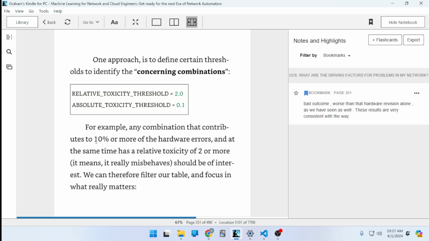All right, so now we have a threshold. If the absolute toxicity is more than 10%, then it's beyond the threshold. For relative toxicity, it has to be more than 200%. I don't know if that's a percent, but it has to be much higher. For example, any combination that contributes to 10% or more of the hardware errors and at the same time has a relative toxicity of 2 or more, it means it really misbehaves, should be of interest. We can therefore filter out our table and focus on what really matters.